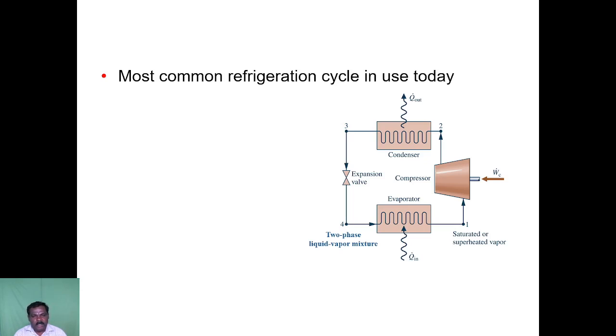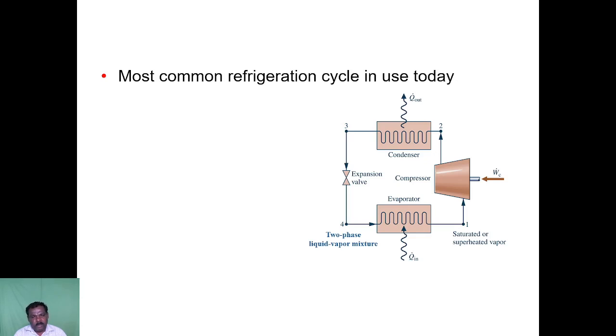Then we will discuss two things: one is the vapor compression cycle, and the other is the vapor absorption cycle. So in refrigeration we have compression and expansion. The most common one is the vapor compression refrigeration cycle. In your day-to-day life, we are using a refrigerator in your home, and the refrigerator in your home works under the principles of vapor compression refrigeration.